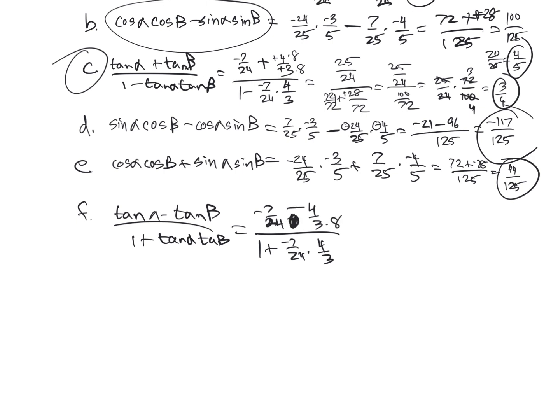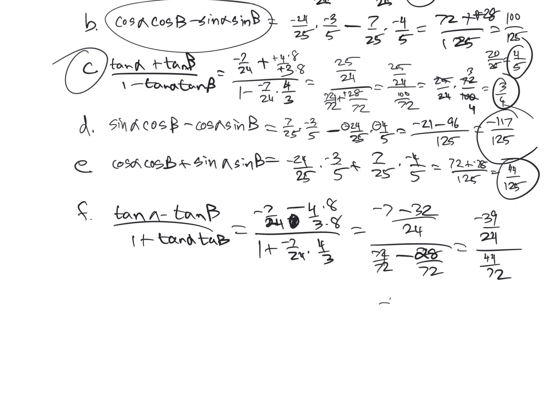Okay, so again, you get a common denominator. You get negative 7 minus 32 all over 24. And then on the bottom, you get 1 minus minus 28 over 72. Negative 7 and 32 is negative 39 over 24. And 72 over 72, 72 minus 28 is going to give you 44 over 72. So we get negative 39 over 24 times 72 over 44.